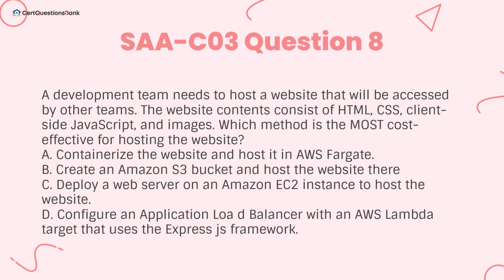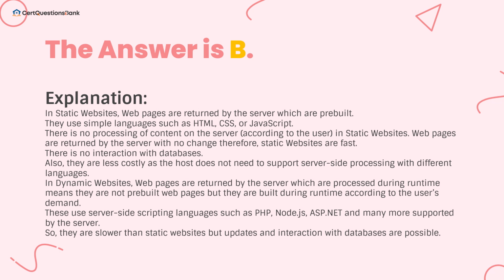A. Containerize the website and host it in AWS Fargate. B. Create an Amazon S3 bucket and host the website there. C. Deploy a web server on an Amazon EC2 instance to host the website. D. Configure an Application Load Balancer with an AWS Lambda target that uses the Express.js framework. The answer is B.